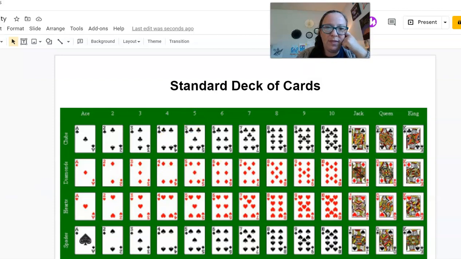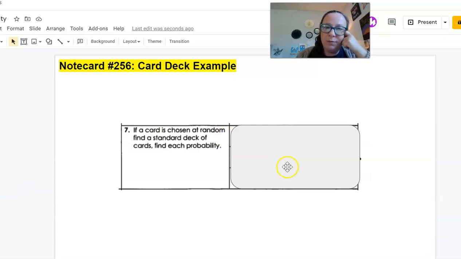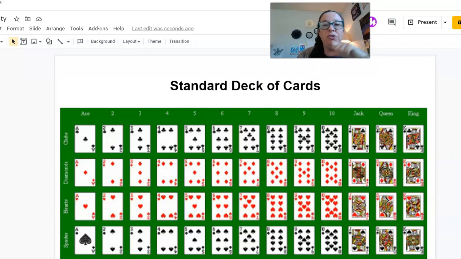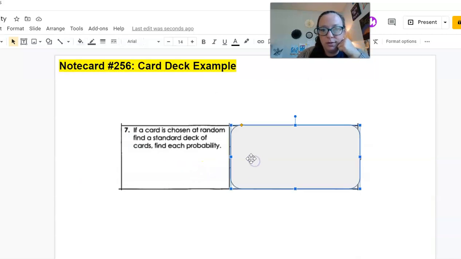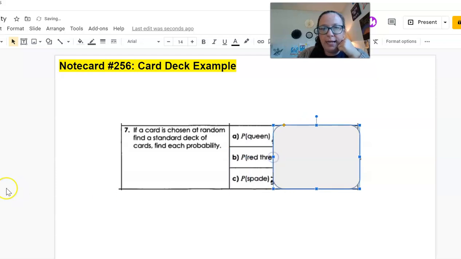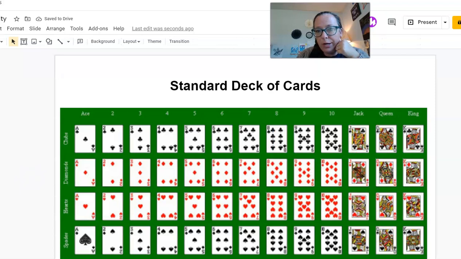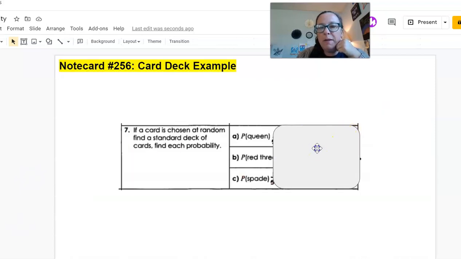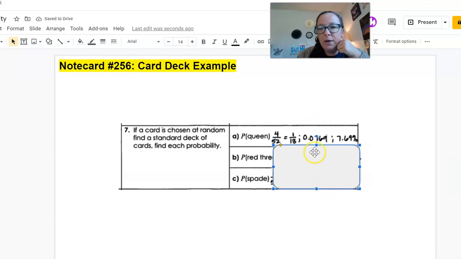Okay. So if a card is chosen at random from a standard deck of cards, find each probability. Remember, we're looking at a standard deck of cards. You do not include the jokers. All right, so what is the probability that you would draw a queen? So let's look back at this. How many queens are there? There's only 4. So your probability would be 4 out of 52, which reduces to 1/13, which is 0.0769 or 7.69% chance.